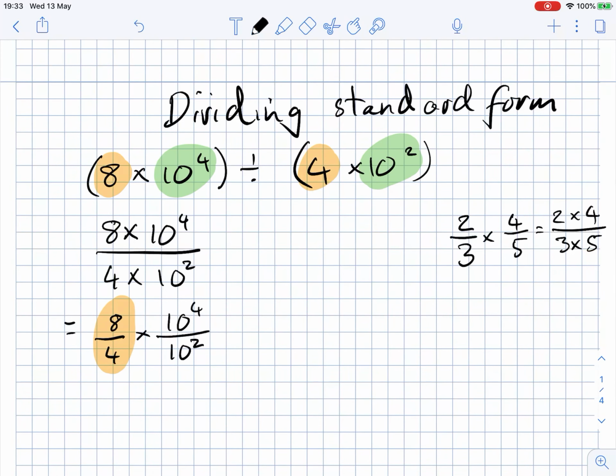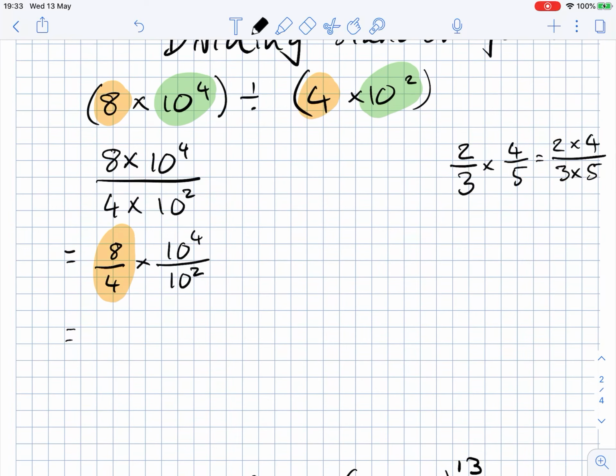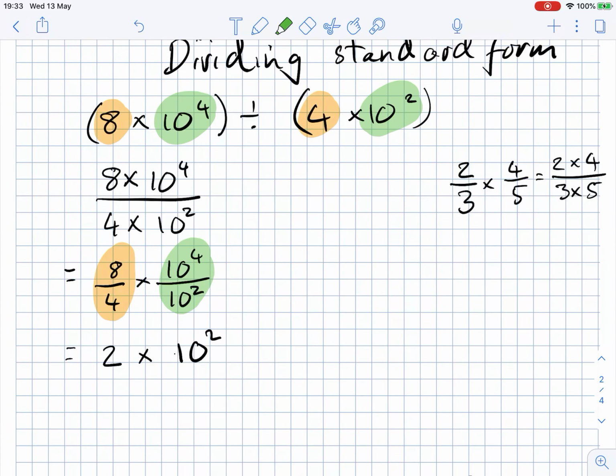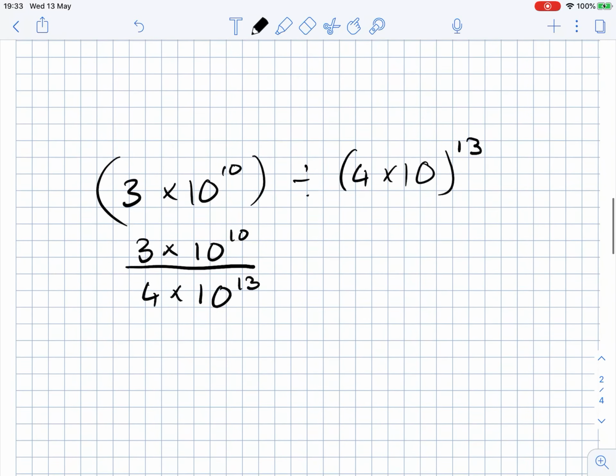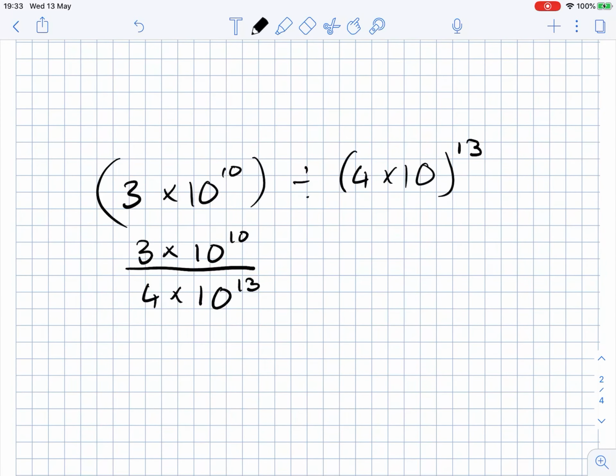I can think about, well, what is 8 over 4? This is 8 divided by 4, which is 2. And what is 10 to the power of 4 divided by 10 squared? Well, we would subtract the powers in this case, so this would be 10 squared itself. Okay, and notice that this is why a lot of example videos were just talking about linking them straight away. It's because we're able to separate those parts of the division into separate fractions, really.